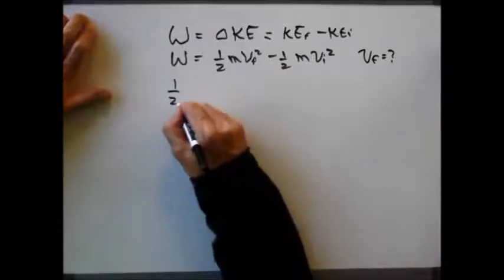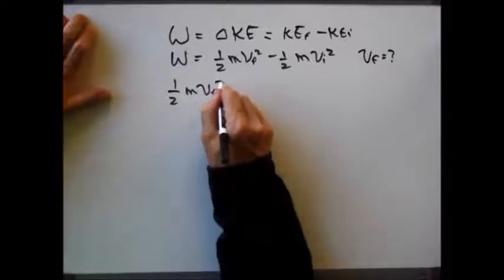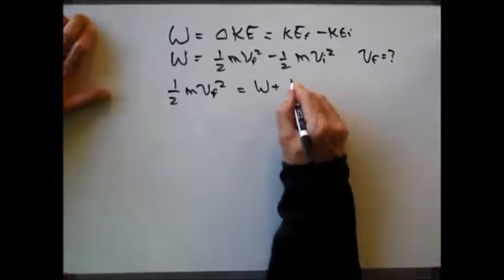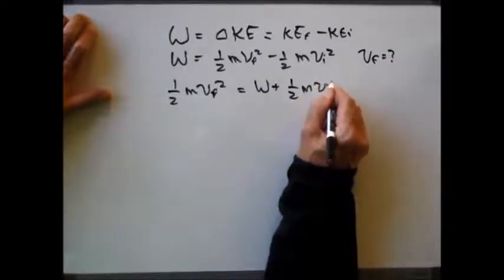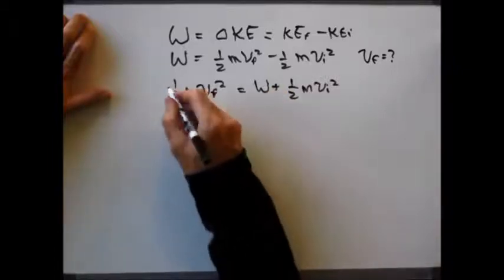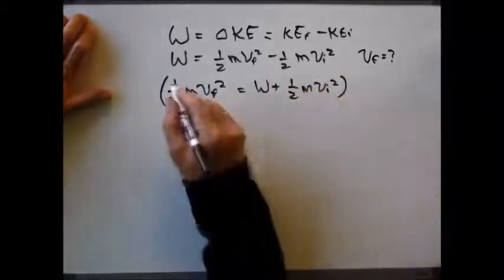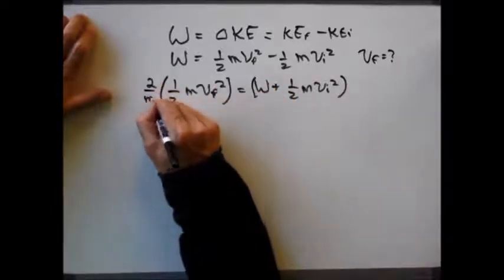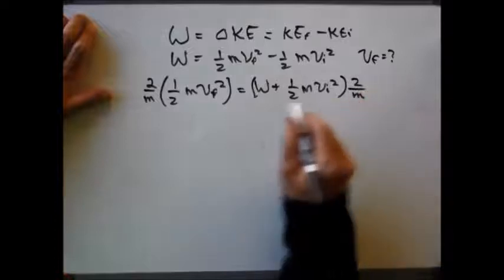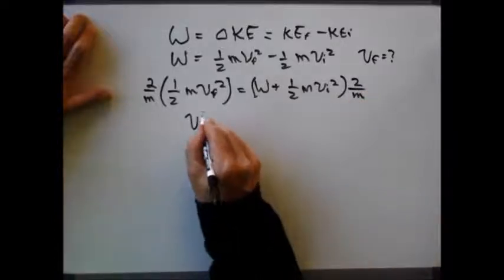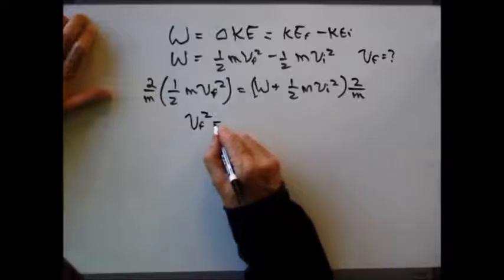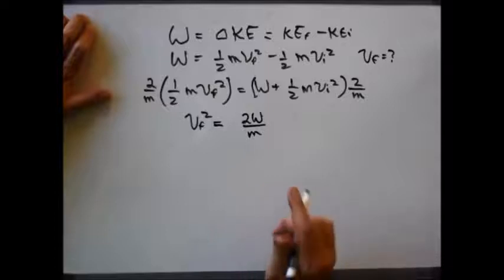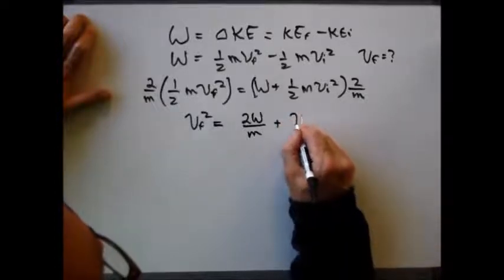We get 1/2 m V final squared is equal to the work done plus 1/2 m V initial squared. If we want to solve for V final, we need to multiply both sides of this, I guess I can do it this way, by 2 over m, right? And this gives us V final squared is equal to, and if I distribute that, I get 2 times the work divided by the mass, right, plus V initial squared.